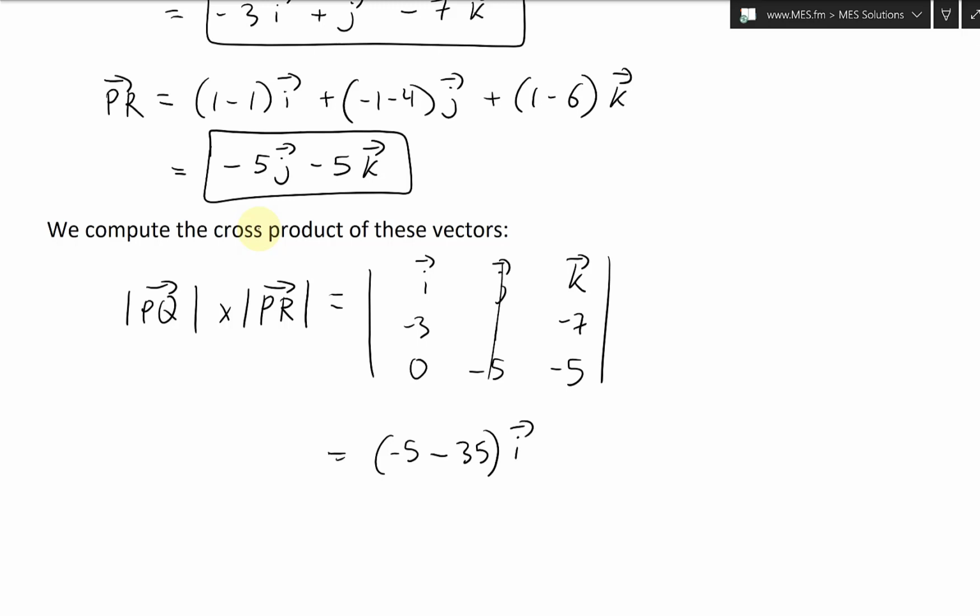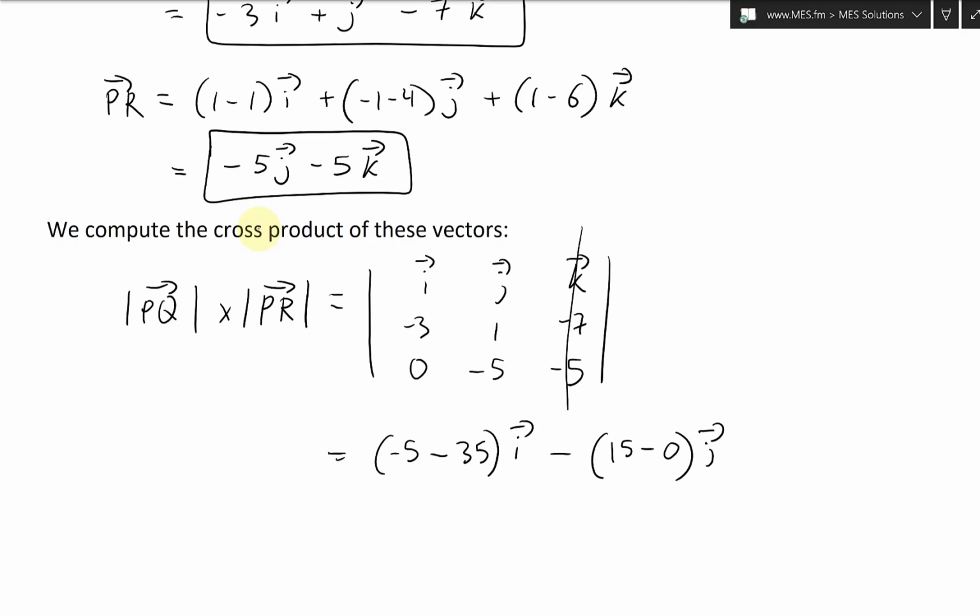Next setup is this and this. So we get negative 3 times negative 5, and this is going to be a minus. So minus negative 3 times negative 5 is going to be plus 15, minus negative 7 times 0, which is 0. This is j, like that. And let's erase this and this.